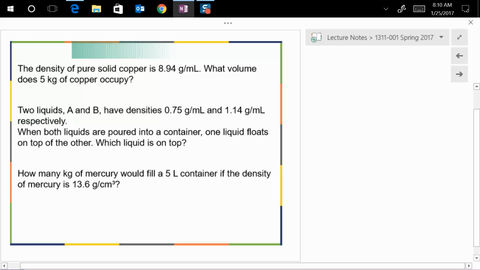All right, I want you guys to try this one. The density of pure solid copper is 8.94. What volume does 5 kilograms of copper occupy? Okay. Work that for a minute. Think about it. How are you going to solve for that?